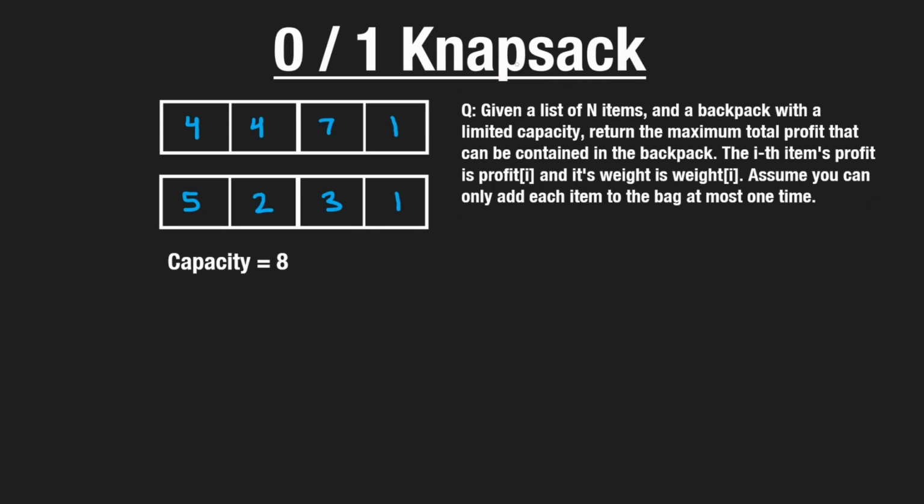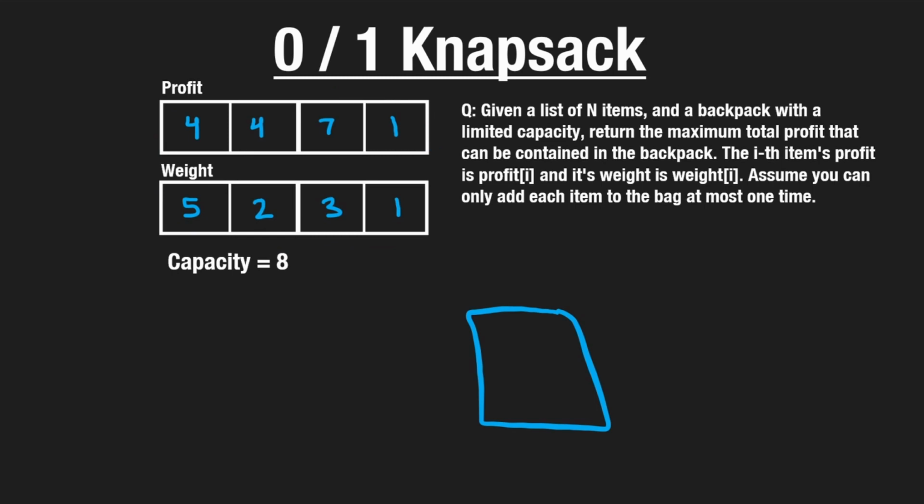The idea is that we're given some kind of bag or backpack or knapsack, something with a fixed capacity. Suppose this is our backpack, and in this example, the capacity of it is 8. It could be 8 pounds, 8 kilograms, it'd be something. And we're also given some items over here. Each item will correspond to a single index.